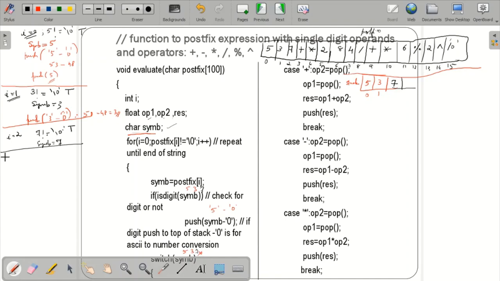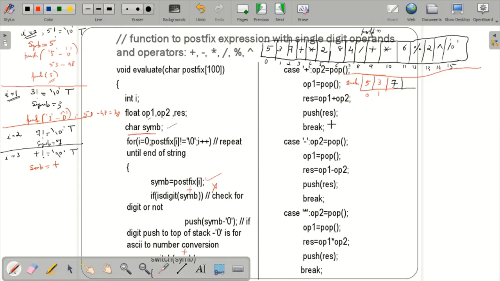So the I value will get incremented. Now I will be 3. When I is equal to 3, you will check: plus is not equal to null character? Yes, it is true. It will go to sim, which will now have plus. It will check if is digit sim, if is digit plus. No, it is not a digit, so it will not come to this particular function. It will directly go to switch plus.